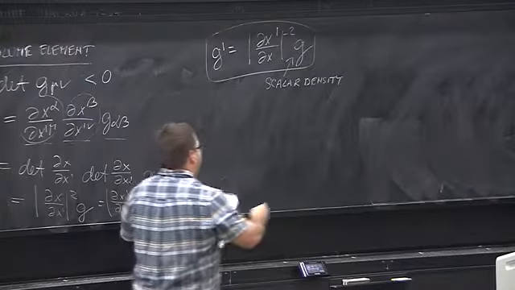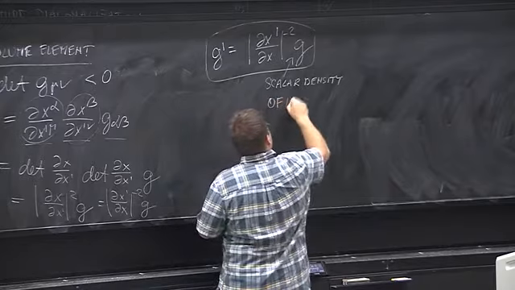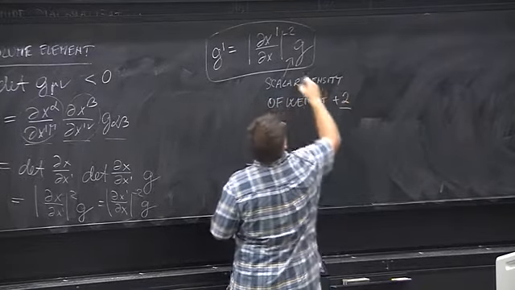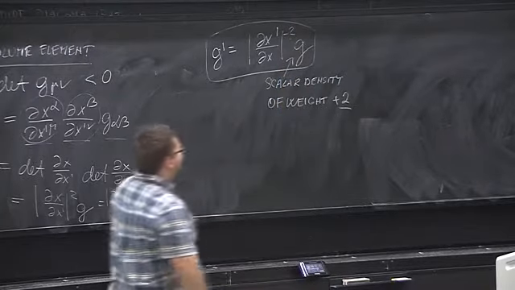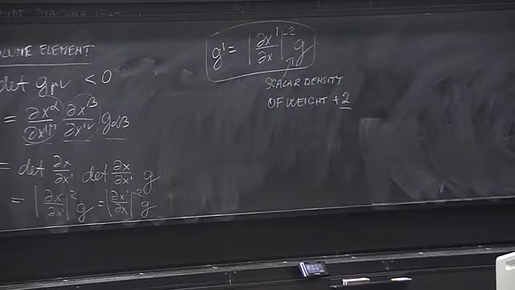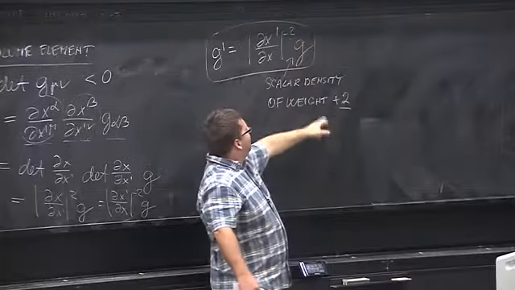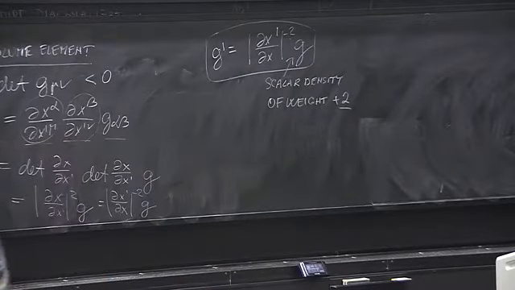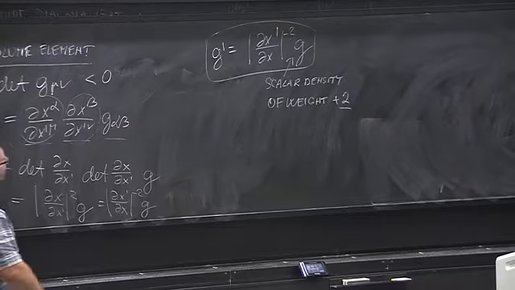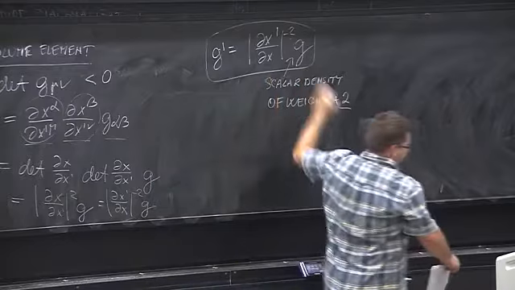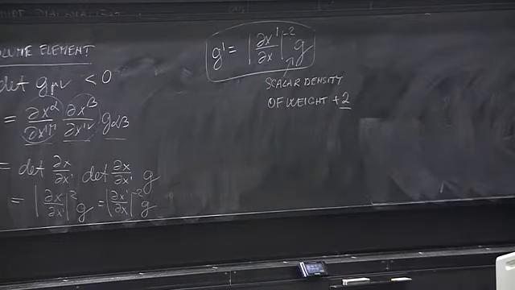And then of weight plus 2, because there is a minus 2 here. So you always weight the scalar densities in terms of negative powers. Now I have negative 2, and so that's why it's a scalar density of weight plus 2. All right, so the determinant does not transform as a scalar, but it still has a relatively nice transformation.